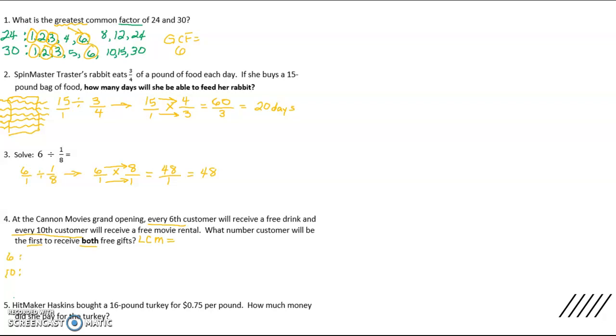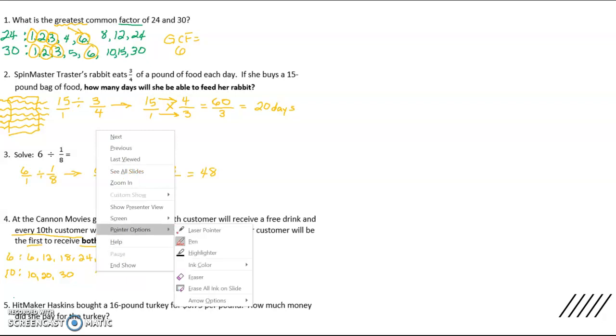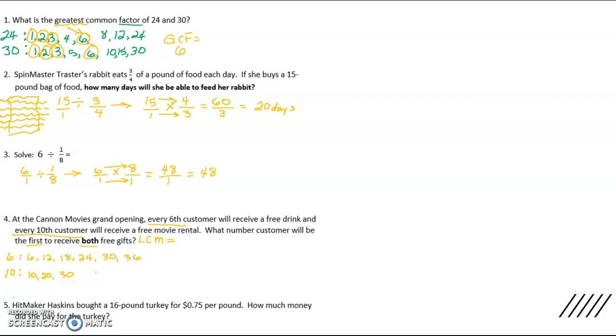So my multiples of 6, 6 times 1 is 6, times 2 is 12, times 3, times 4, times 5, times 6. Now I'm going to find my multiples of 10 times 1, times 2, times 3. I'm going to stop there. And if you know, like I know, you know why I'm going to stop here. It's because we have already found a match. I don't need to keep going for the least common multiple. I see that the first number that they have in common is 30.